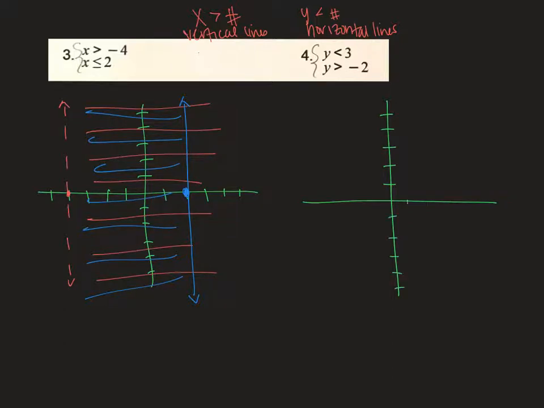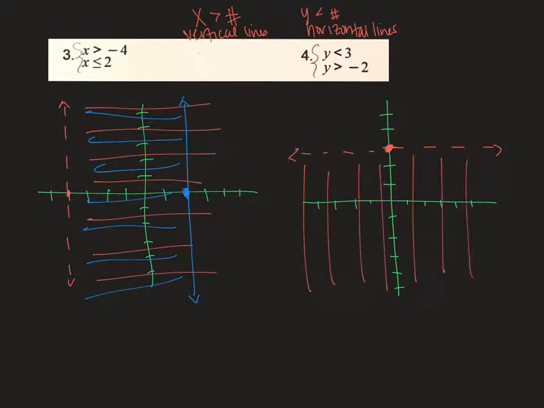So we're going to start with our first inequality. So y is less than 3. We're going to start at 3 on the y-axis. It's just less than, so it's going to be a dashed line. Less than, numbers get smaller on the y-axis as we go down. So less than, it's going to go below that.